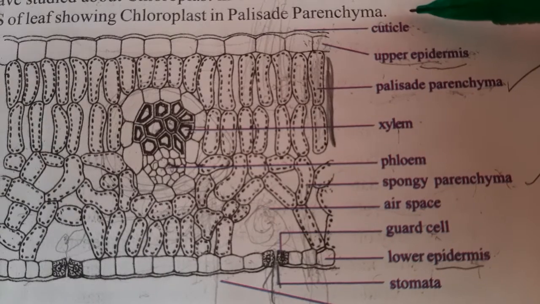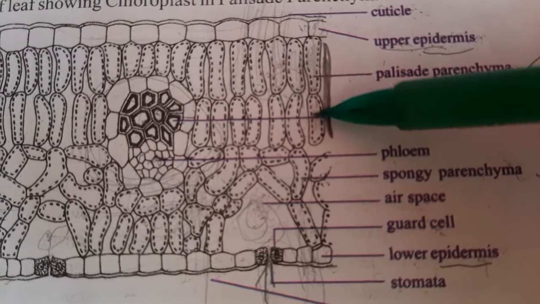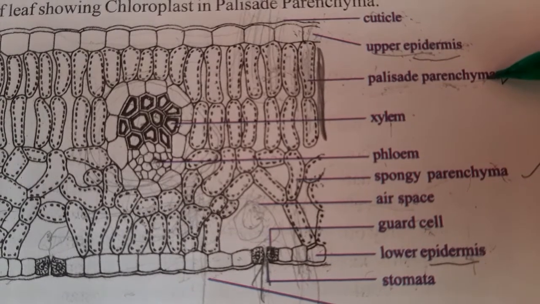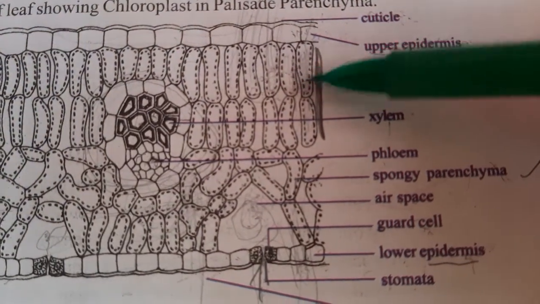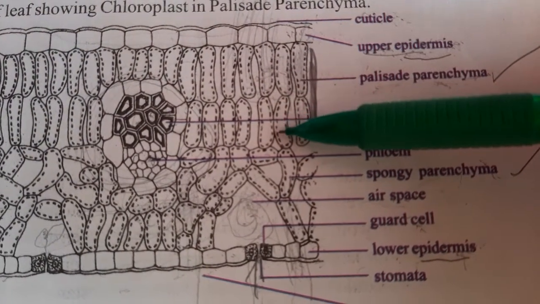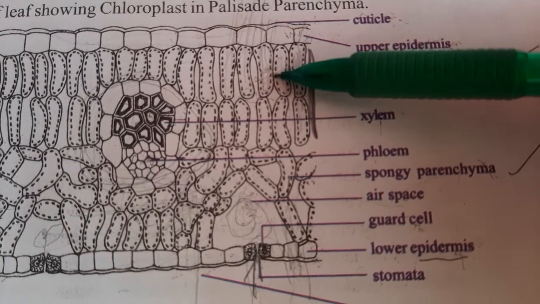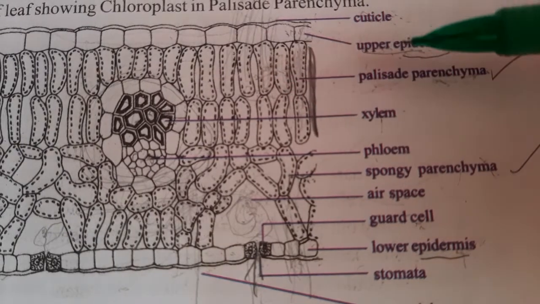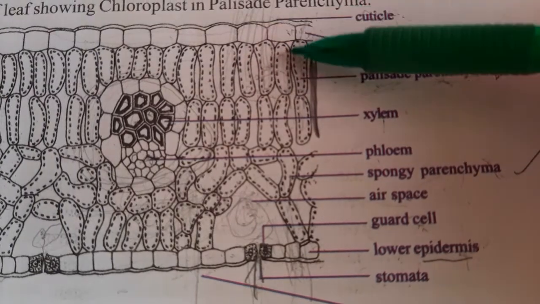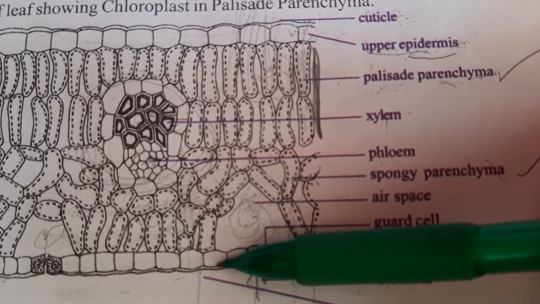Okay, now students, come to the next important tissue. So the tissue which lies below this upper epidermis, it is called palisade parenchyma. So observe the cells of this palisade parenchyma. The cells are somewhat elongated, and you can find some spots, some dot-like structures. These are called chloroplasts. So in this palisade parenchyma, more chloroplasts are present, so that the upper side of the leaf appears somewhat dark green comparing to the lower side of the leaf.